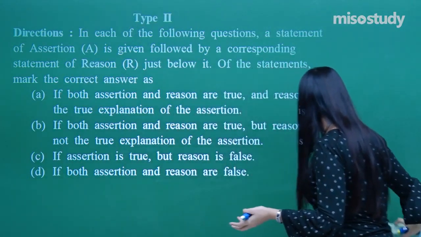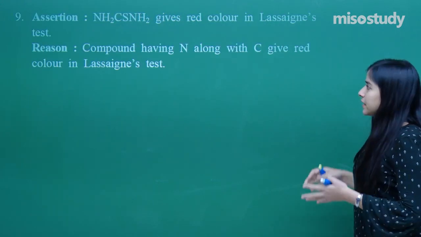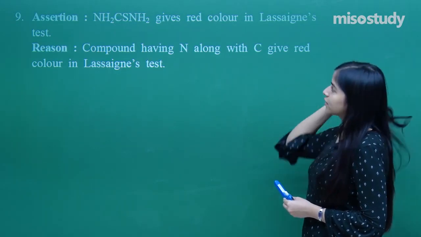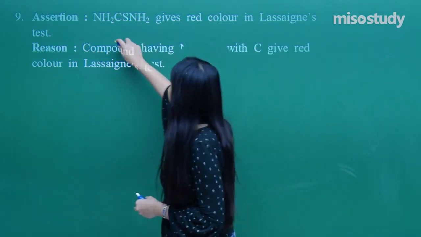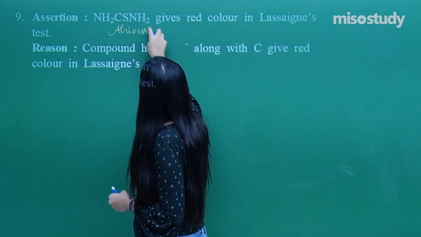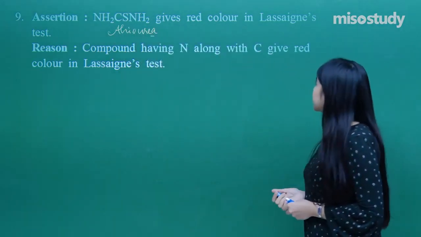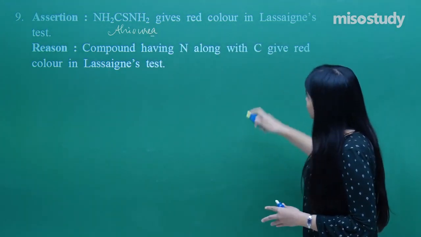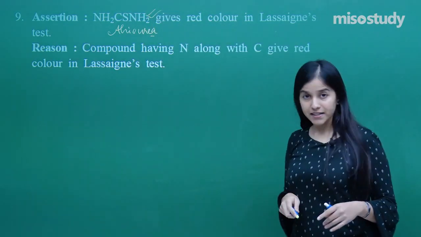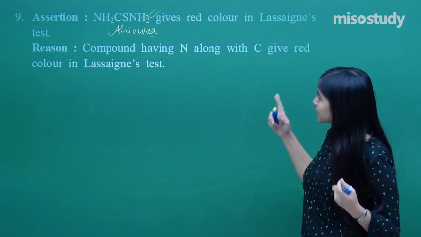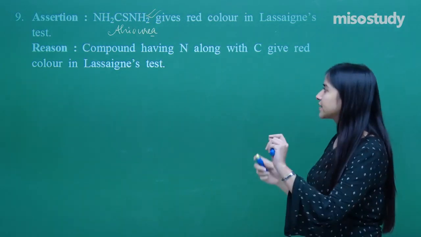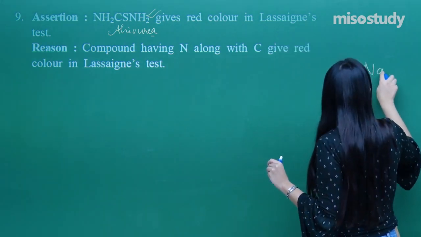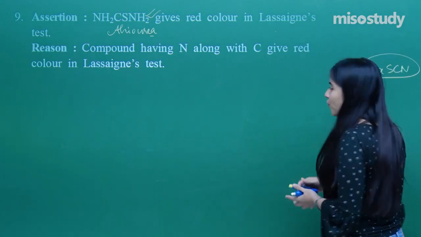Now let's take up the next question, again based on the type 2 assertion. NH2CSNH2. What is this? This is nothing but thiourea. I hope everybody is able to recognize it. It gives red color in Lassaigne's test. We have multiple times attempted this type of question. So definitely this will be giving the blood red coloration. We all know that. Reason: compound having nitrogen along with C gives the red coloration in Lassaigne's test. Is it so? The compound which is involved is NaCN, right? So what we need to look up for?